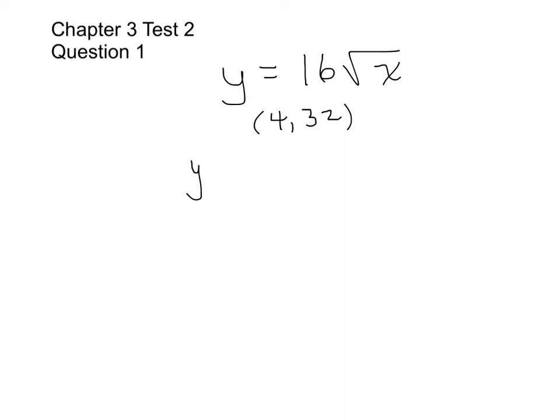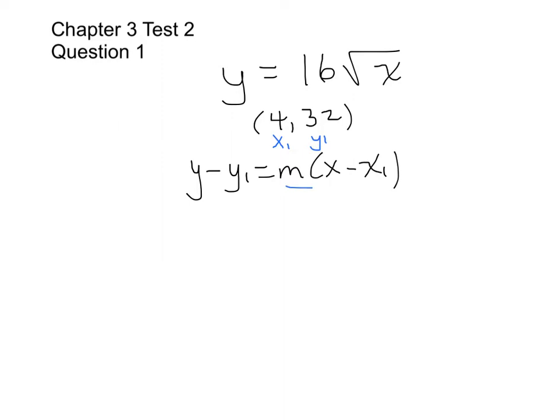Alright, this first question asks us to find an equation for the tangent to the curve at a given point, and we have y equals 16 square root of x, and our point is (4, 32). So I know if I want to find an equation of the tangent, then I'm going to need my y minus y1 equals m times x minus x1, where I already have my x1 and y1.